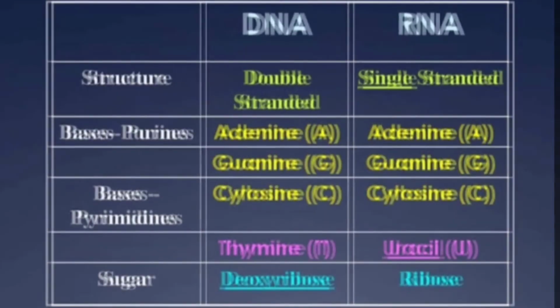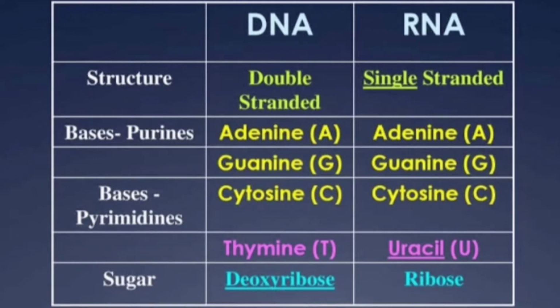Differences between RNA and DNA. RNA is mainly single-stranded, except when self-complementary sequences are there, it forms double strands. RNA has ribose while DNA has deoxyribose. Pyrimidine components differ. Thymine is found in DNA while uracil is found in RNA.